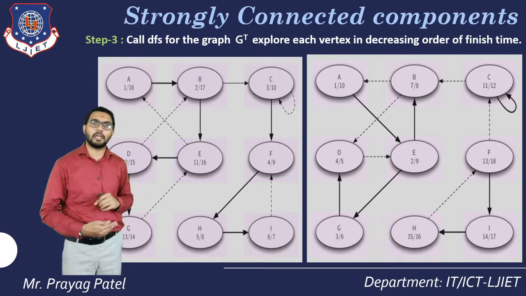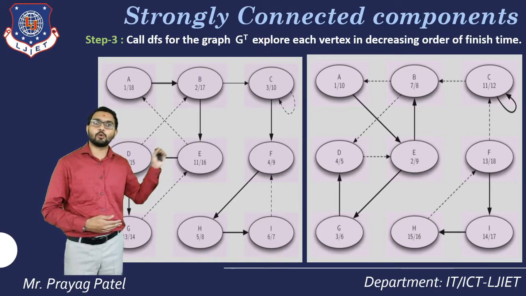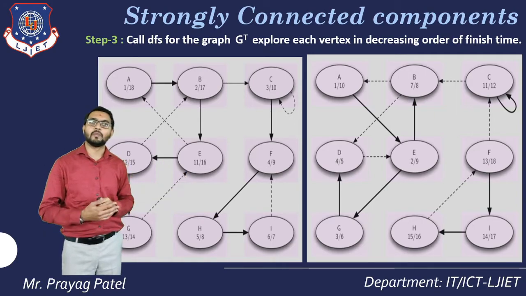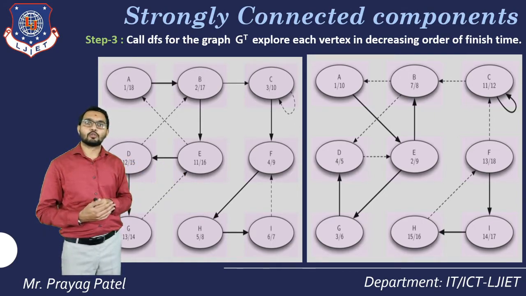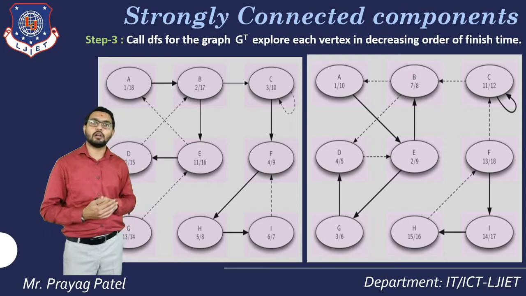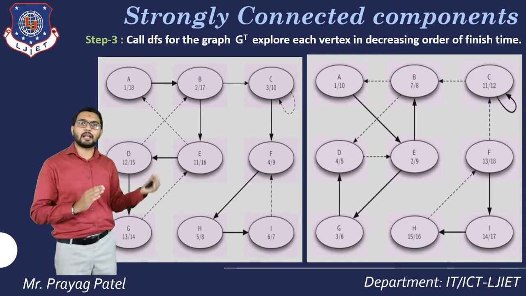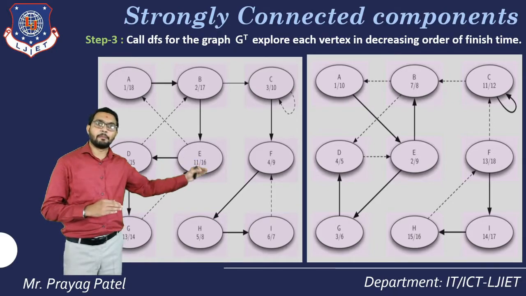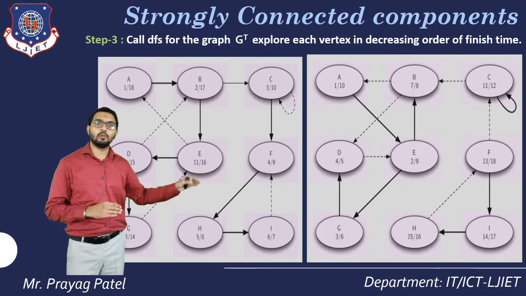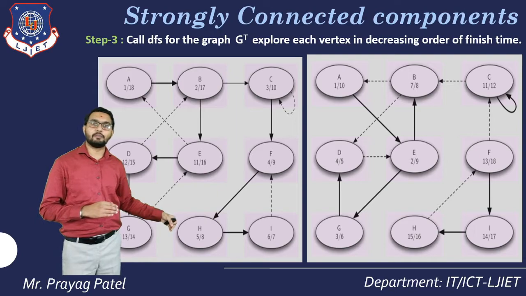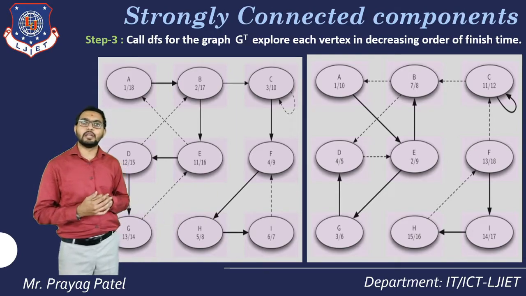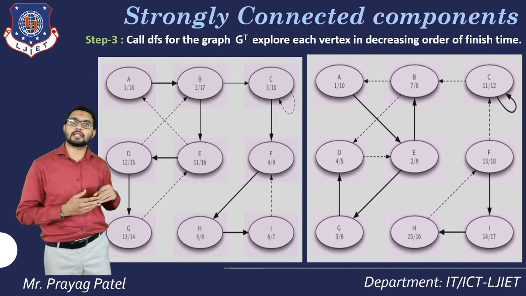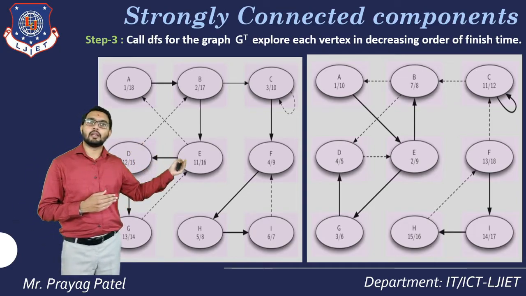So the starting time of E is equal to 2. Then E to G path is available. So the starting time of G is equal to 3. Then G to D. So the starting time of D is equal to 4. Now from D no path is possible. So consider the finishing time of D equal to 5. Then the next parent node is G. So the finishing time of G is equal to 6. Then consider the next node, E.